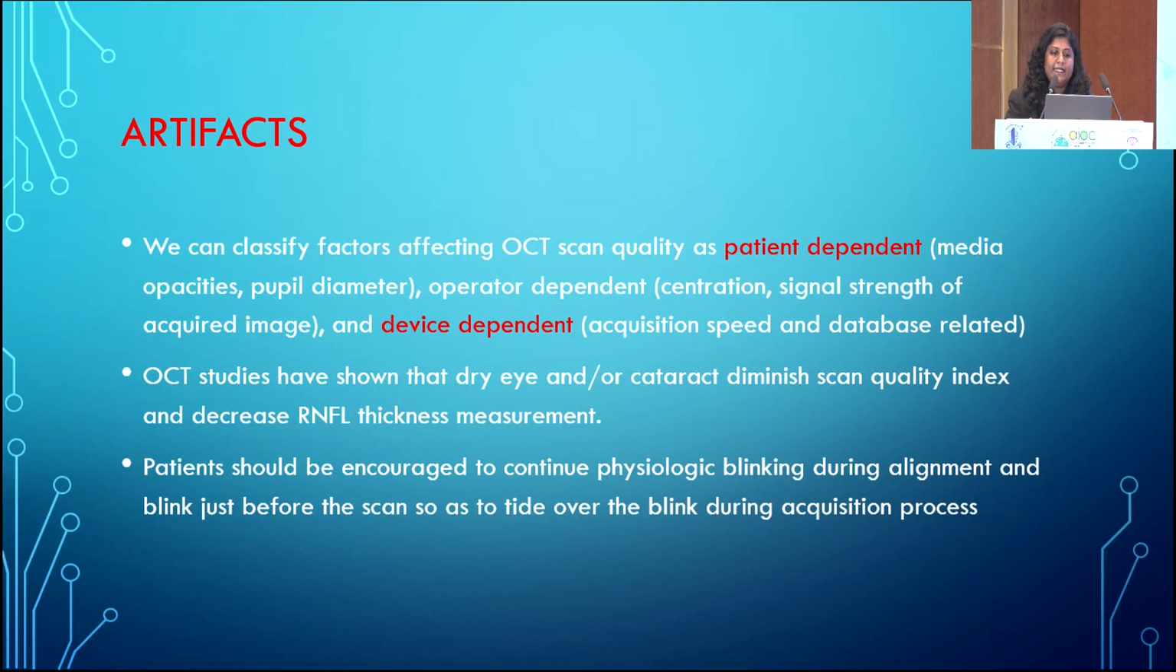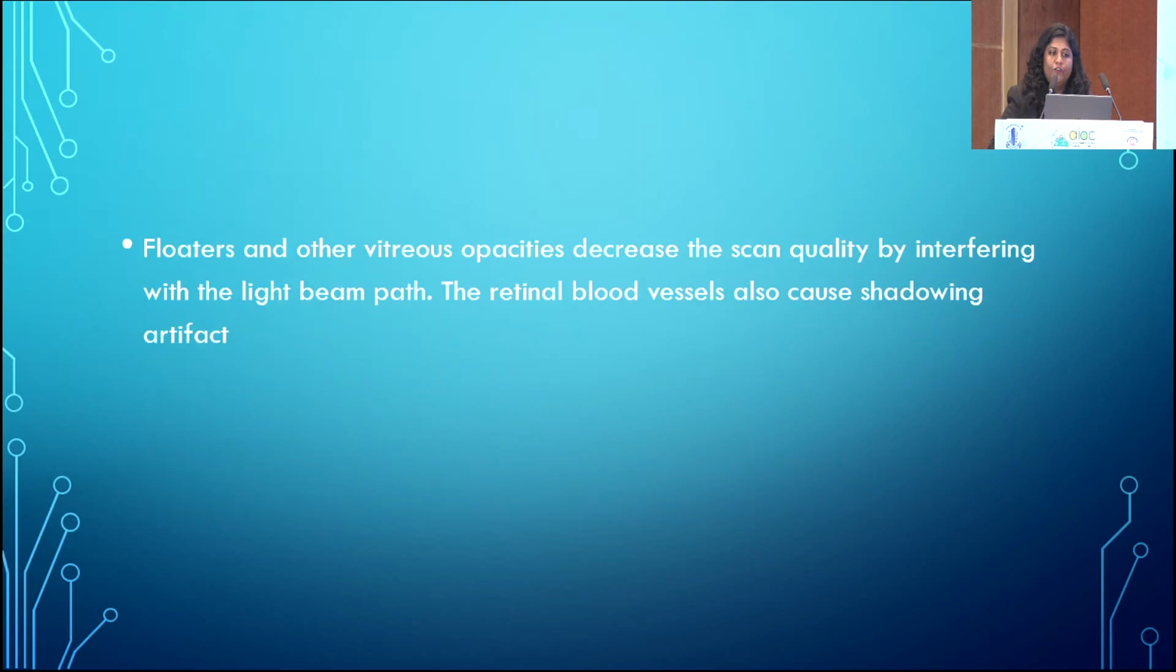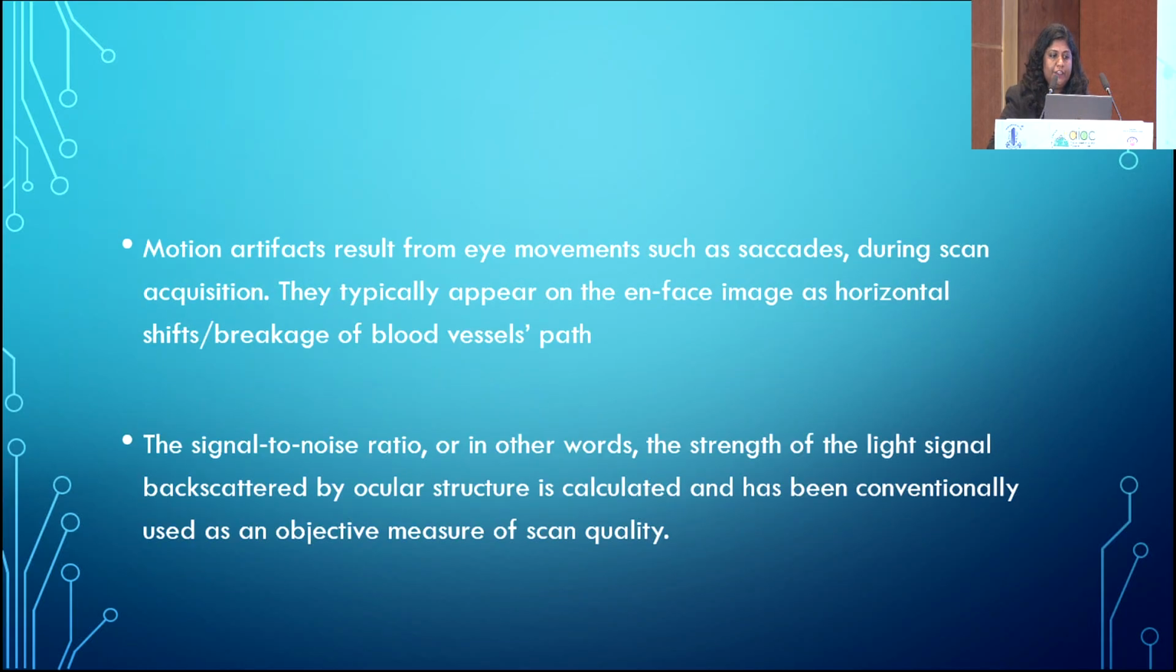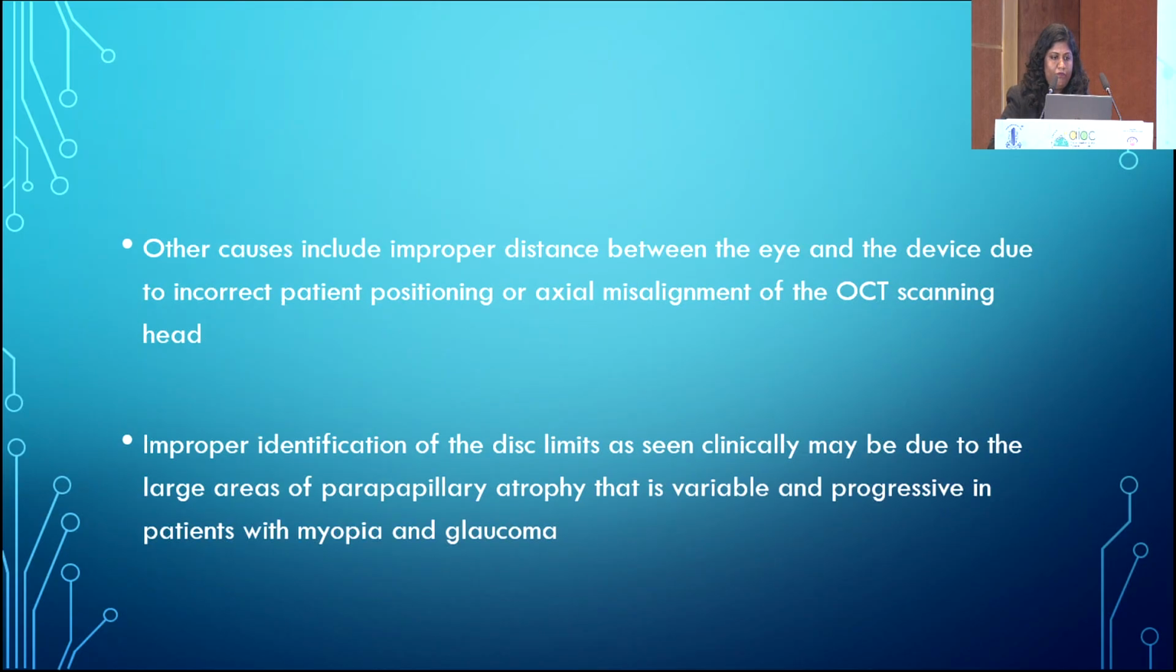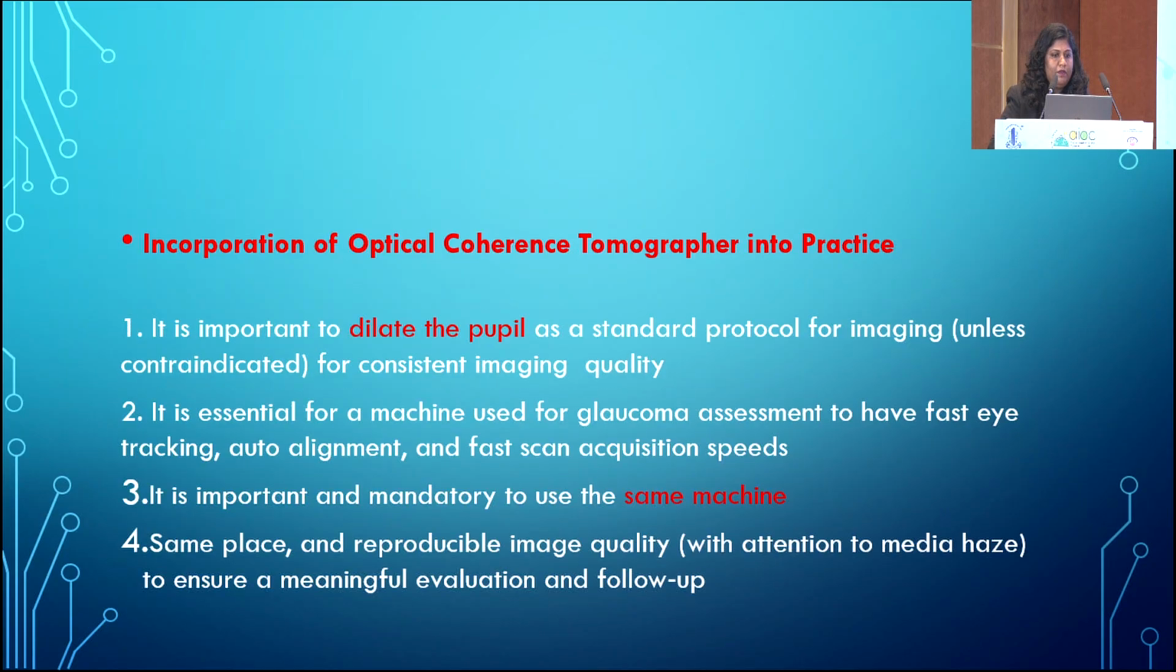So OCT studies have shown that dry eye and cataract can decrease the quality index and the RNFL thickness. Patient should be encouraged to continue physiological blinking during the alignment and blink just before the scan. Floaters and opacities also interfere. What is the incorporation of OCT into the practice? It is important to dilate the pupil for consistent image quality. You can use the same machine always, okay?